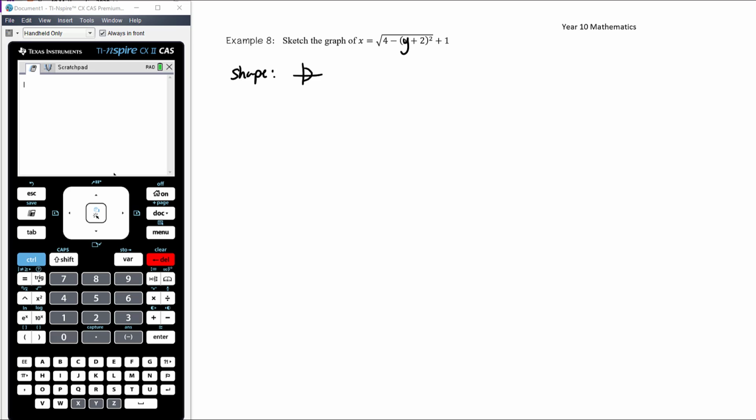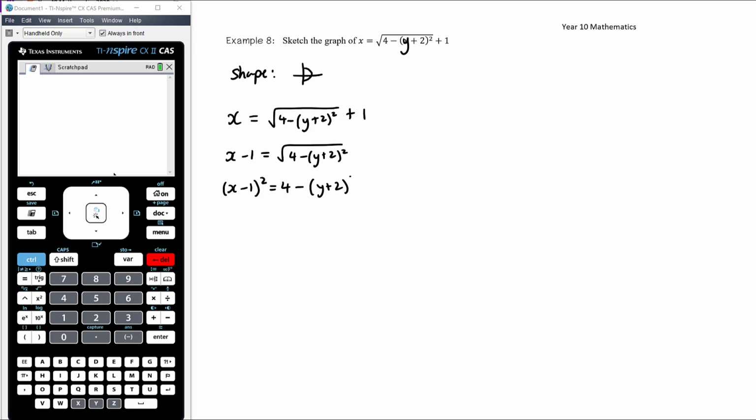Then in order to work out what's happening with the radius and the centre, I prefer to rearrange it back to the standard circle form, once I've used the square root form to identify which half of the circle I'm going to be drawing. Okay, so I'm going to take away 1. I'm going to square both sides. I'm going to add that y plus 2 all squared. So we're going to have x minus 1 all squared plus y plus 2 all squared equals 4.